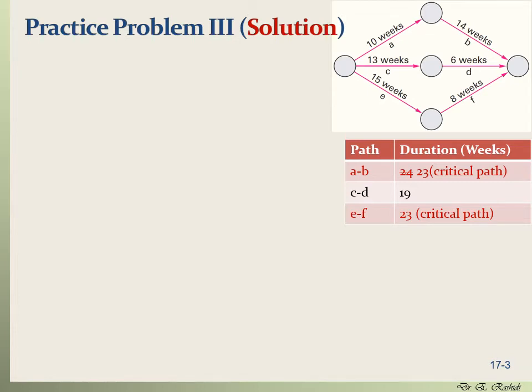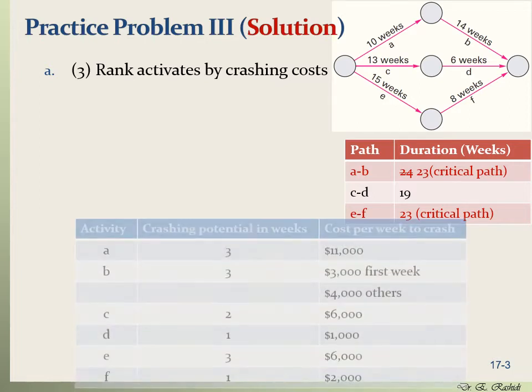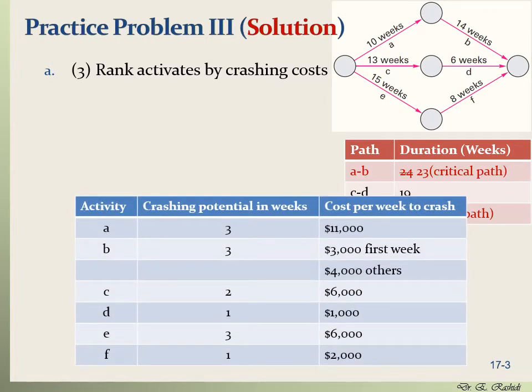We need to take a look at the cost of crashing for these activities. So we're going to rank the activities by crashing cost on the paths AB and EF. We don't care about CD right now. This is the cost table. So as you can see here, activity A is going to cost $11,000 to crash. Activity B, we already used the first week, so it's going to cost $4,000 to crash. And on path EF, activity E is going to cost $6,000 and F is going to cost $2,000.